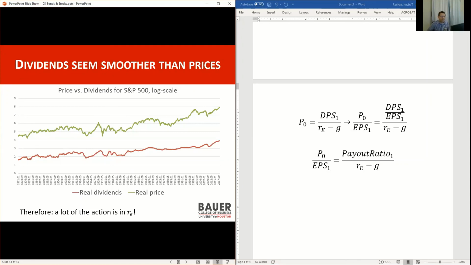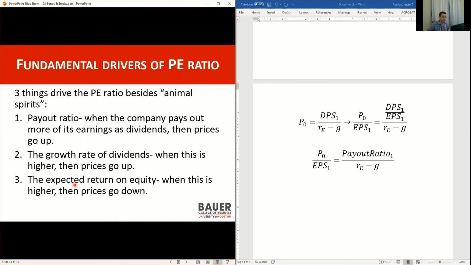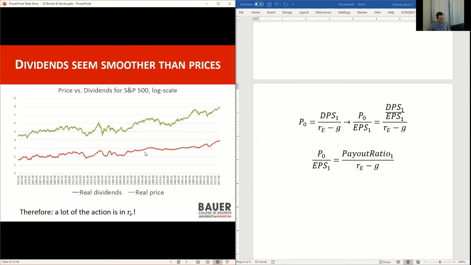But we know, because we studied the constant dividend growth model, that there's something else that could be changing over time. It could be the discount rate on the equity that is also changing. And if this changes a lot, then that would also show up as changes in the PE ratio. Okay, so dividends could be part of it, but because dividends are smooth, that means there must be a lot of action in the discount rate on the equity.